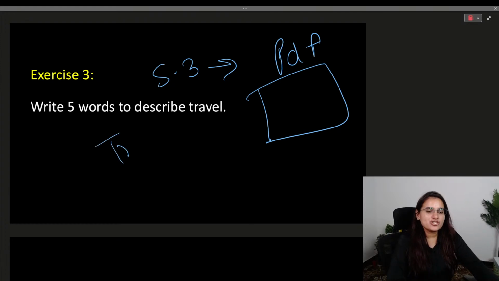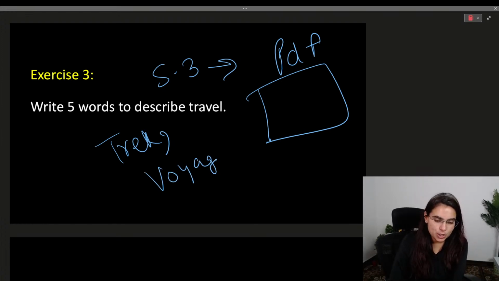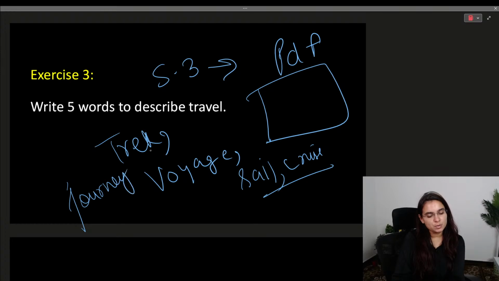Yes, Benjamin, track is the right word. Can you think of more words to describe travel? Voyage. Very good. Voyage. Sail, cruise. These are all ship related or water related travel. Can you think of other words? Journey is a good word. Okay, good one. You can check for more words in session 3 PDF.